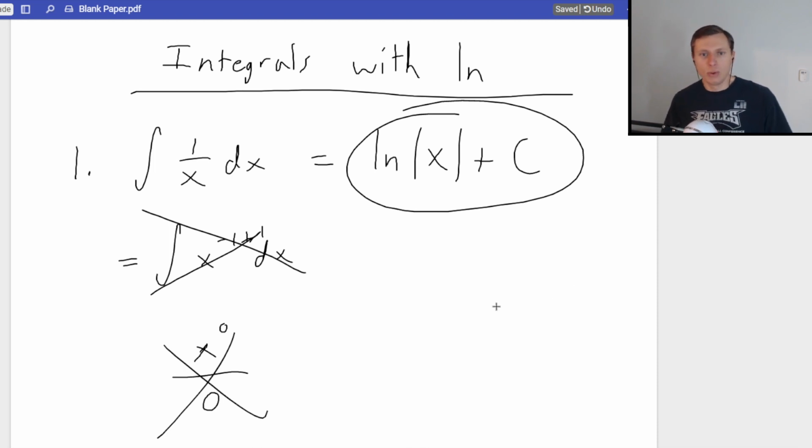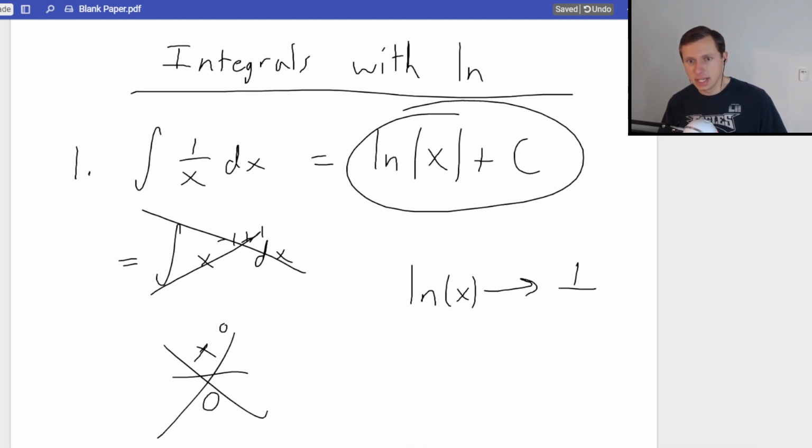So first of all, why is it natural log of x? Well, think about derivatives, because you can always check your answer to any integral with the derivative. If I have the natural log of x and I ask you to take the derivative, hopefully you remember this, it's 1 over x.